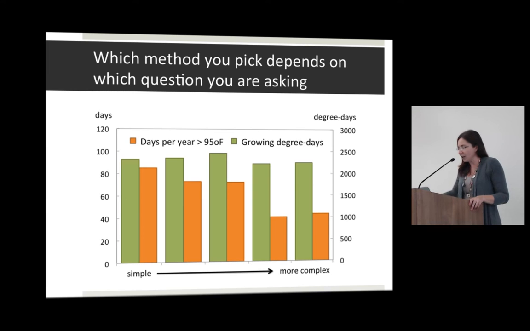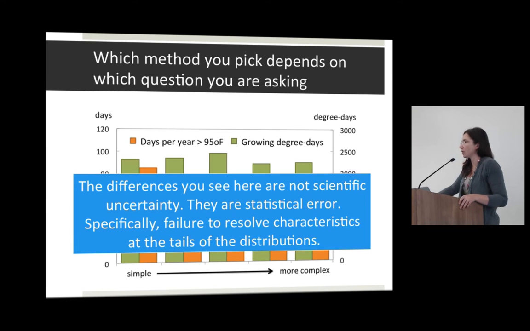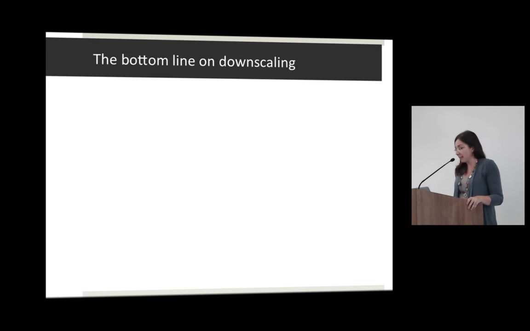So what you're looking at here, the differences here are not scientific uncertainty. You shouldn't say, oh, well, if I'm doing temperature extremes, I should use a lot of different methods. No, what you're looking at is the fact that simple methods aren't ever meant to do extremes, because they're not built to do that. All right, bottom line on downscaling. We're doing good. We have 1 more minute for 2 conclusion slides.